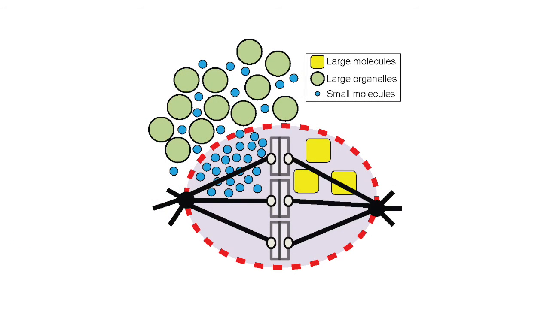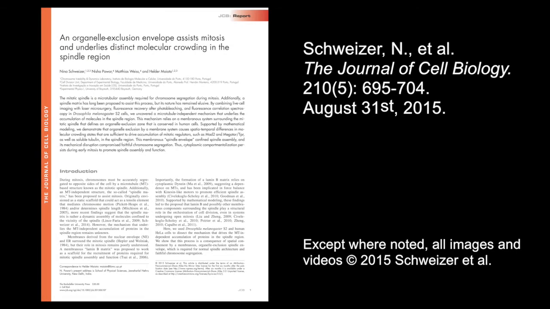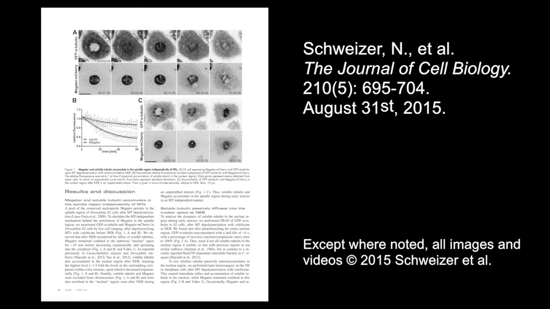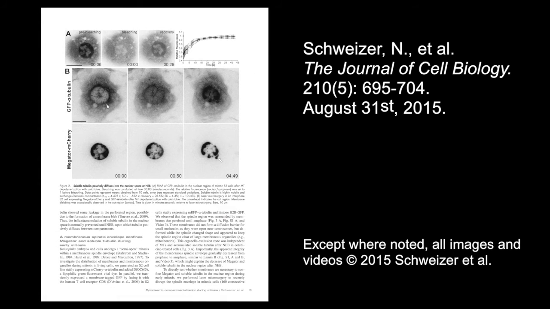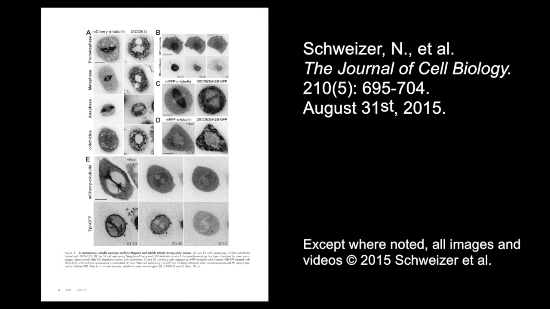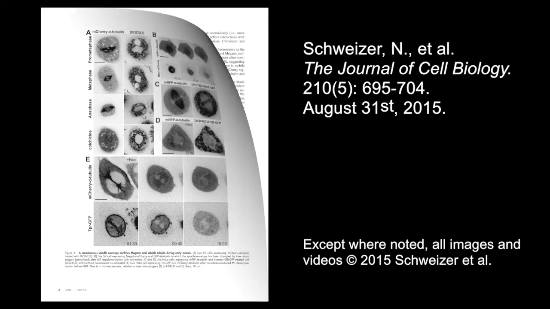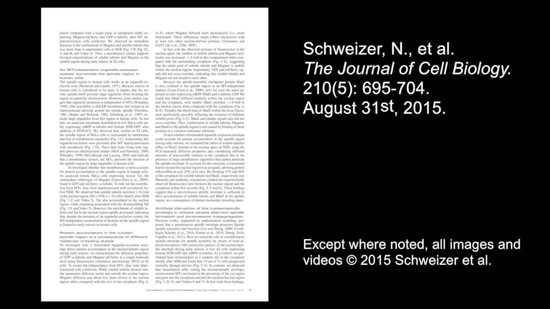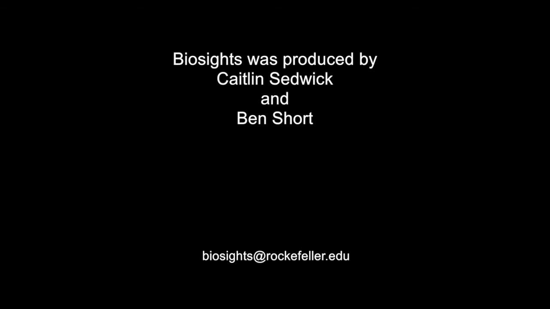Thus, by facilitating the accumulation of mitotic regulators in a matrix around the spindle, the spindle envelope helps the spindle to assemble and segregate chromosomes correctly. It remains to be seen exactly how some of these spindle matrix proteins, such as Maiato, promote the fidelity of chromosome segregation, but, for now, you can learn more about how an organelle exclusion envelope assists mitosis and underlies distinct molecular crowding in the spindle region in the paper by Schweizer et al., published in the August 31st, 2015 issue of the Journal of Cell Biology.